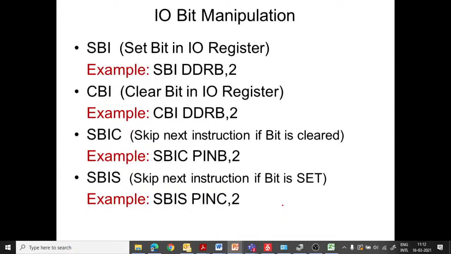provide the output. So these IO bit manipulation instructions which we have studied, that is SBI, CBI, and all these instructions, are very, very useful to send the signals on the IO port. For example, if I say SBI DDRB, 2, it essentially means that pin number 2 of port B I want to utilize as an output pin, because I am setting this particular flag in the data direction register, right?